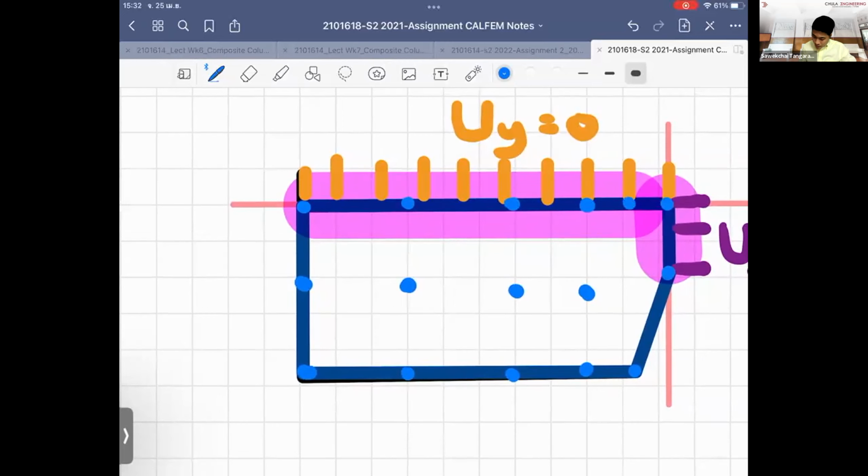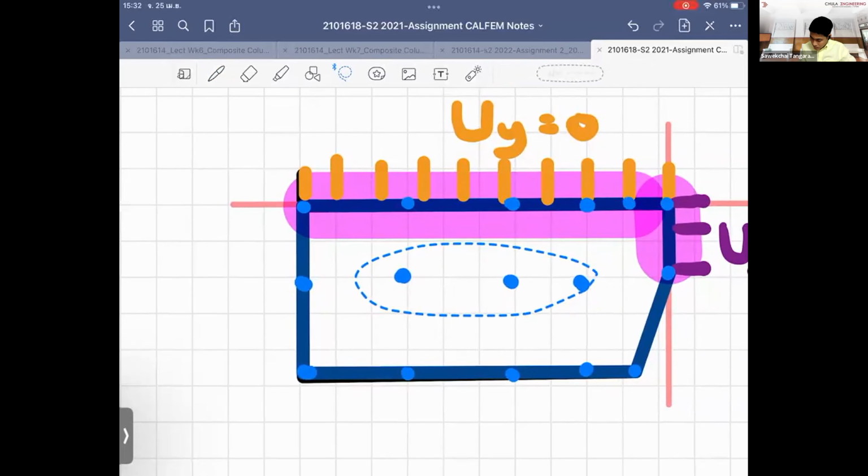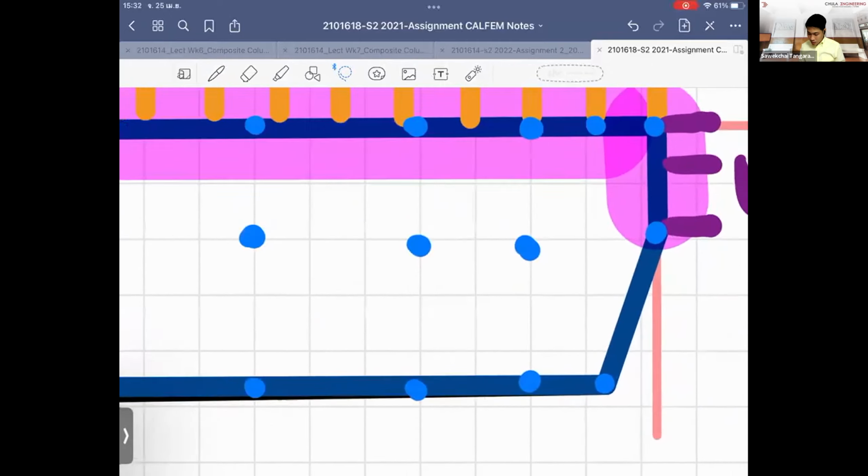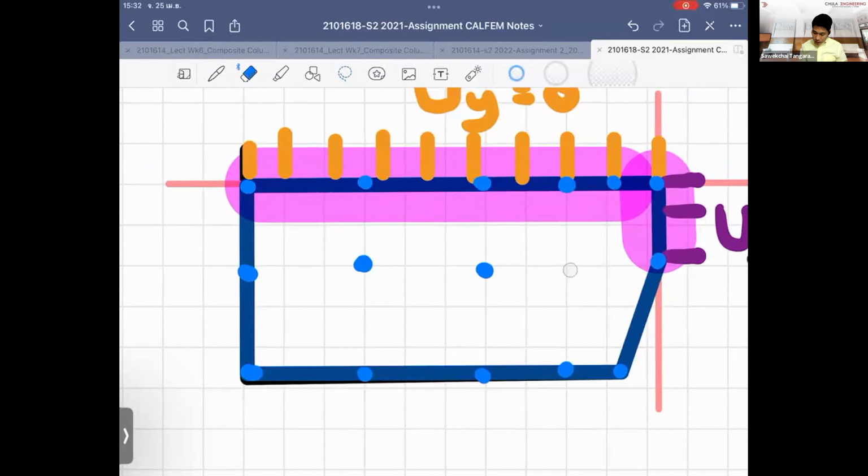But of course, this is a bit hard, so let me rearrange them. Assuming that this is the structure we have here, I put the nodes first, then I connect the nodes with lines. Along the lines that we connect the nodes through, these start to form the elements for us.